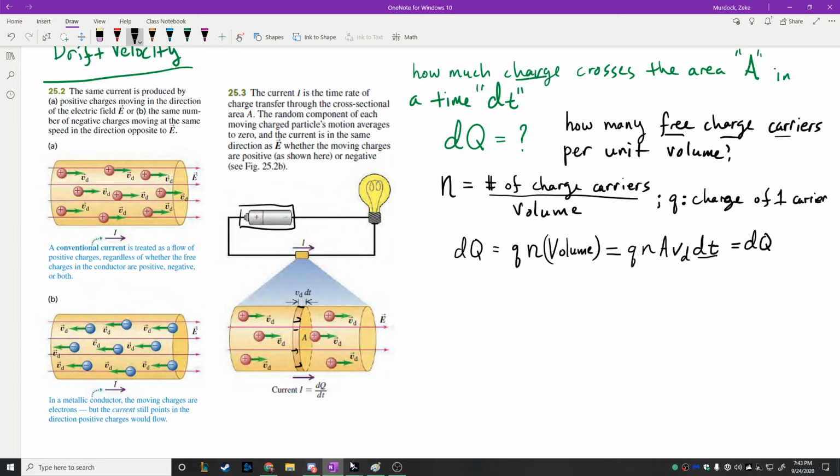Now, what we can do is take this dt and divide it under here, and we can say then that our definition of current, which was the rate at which the charges flow, is now going to be directly related to this concept of drift velocity.